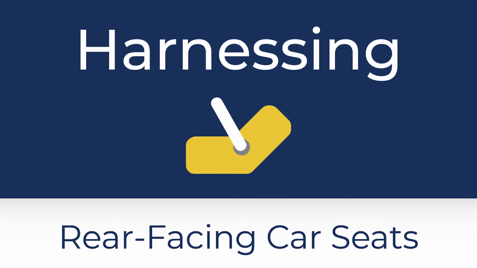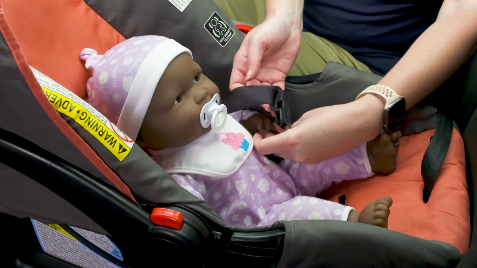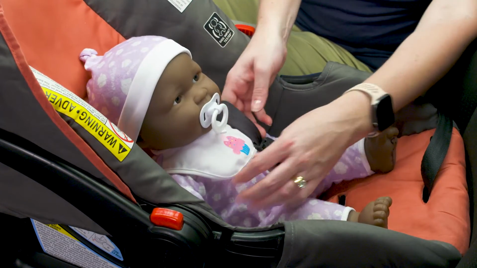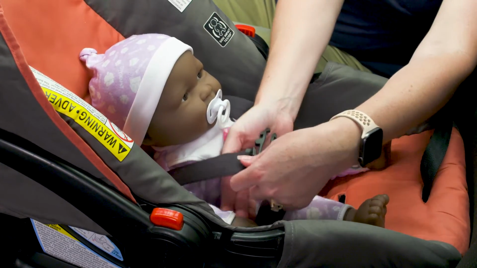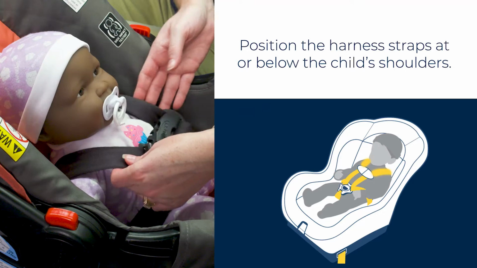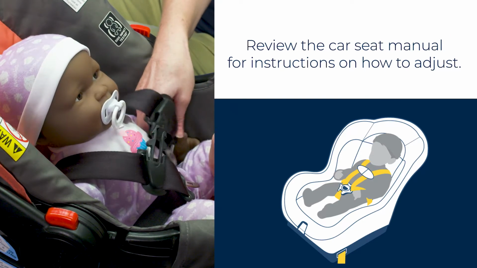Next, we will review harnessing. Before placing a child in the seat, remove any swaddles, bulky clothing, or additional layers. Place the child in the seat so they are in an upright position and not slouching. Position the harness straps at or below the child's shoulders. Review the car seat manual for instructions on how to adjust.